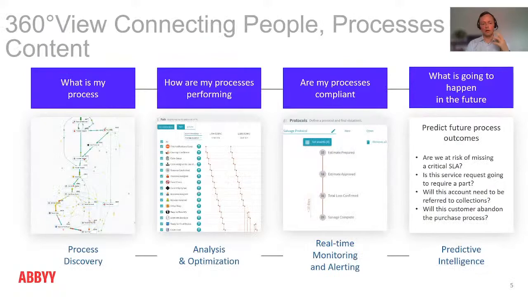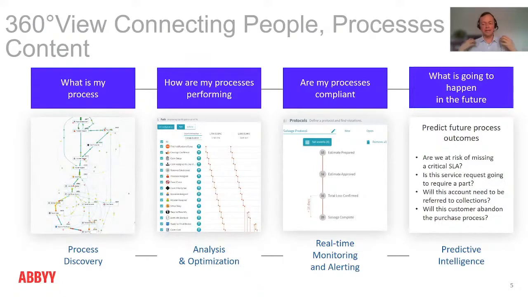And all this allows us to deliver this 360 view of the process that connects people, processes, and content all together, and ensures this scale of healthy transformation. And the approach consists of 4 key elements. So the first one is the discovery of the as-is process at scale.